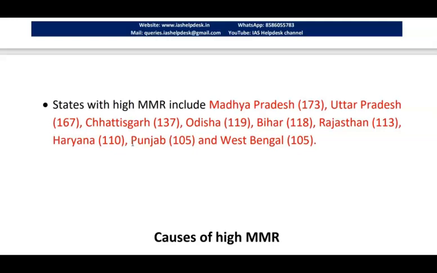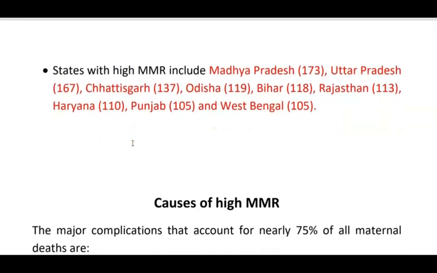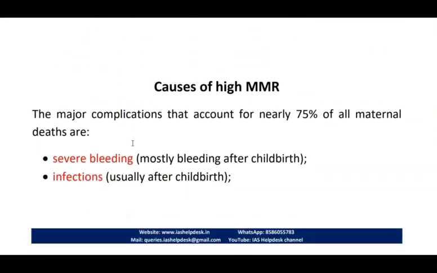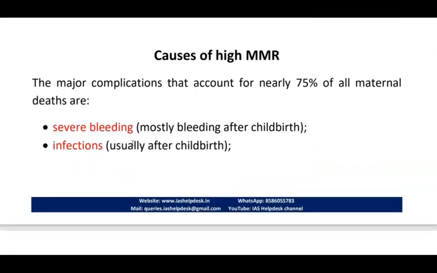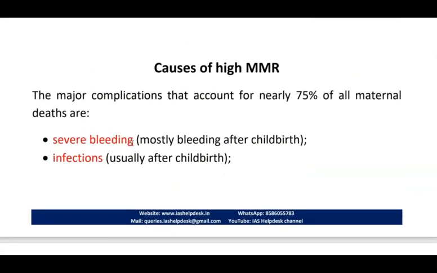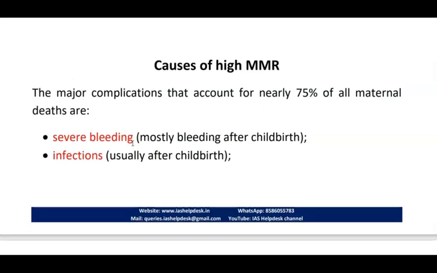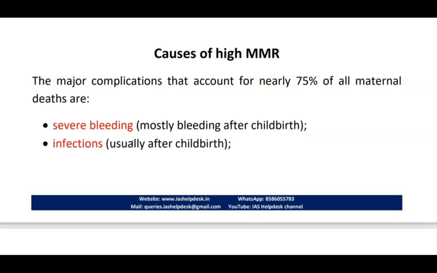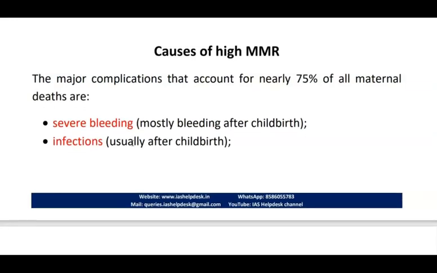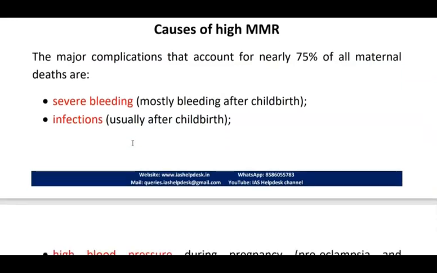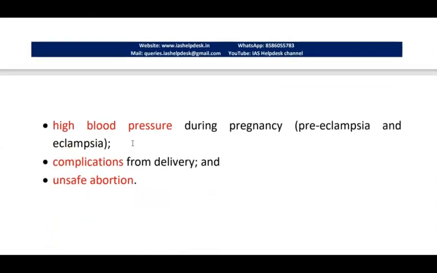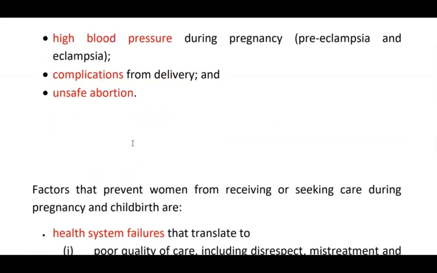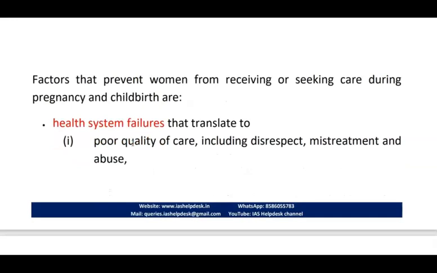So what has led to such a large number of maternal deaths? Let's see the causes for the higher maternal mortality ratio. There are various reasons for the death of women during their reproductive age, and among them are severe bleeding, then infections, high blood pressure during pregnancy, and then complications from delivery and unsafe abortion.